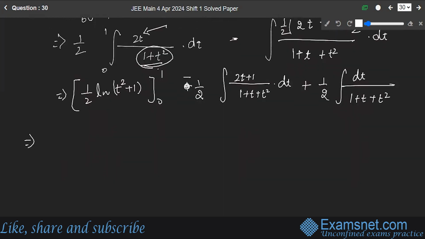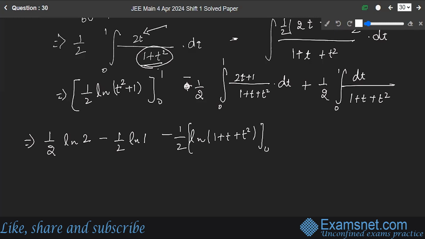Now let's find it. This is half log of 2, because t square is 1, 1 plus 1, 2, minus half log of 0 plus 1, which is 1, minus half. This is log of 1 plus t square, again the limits are from 0 to 1, plus 1 by 2.